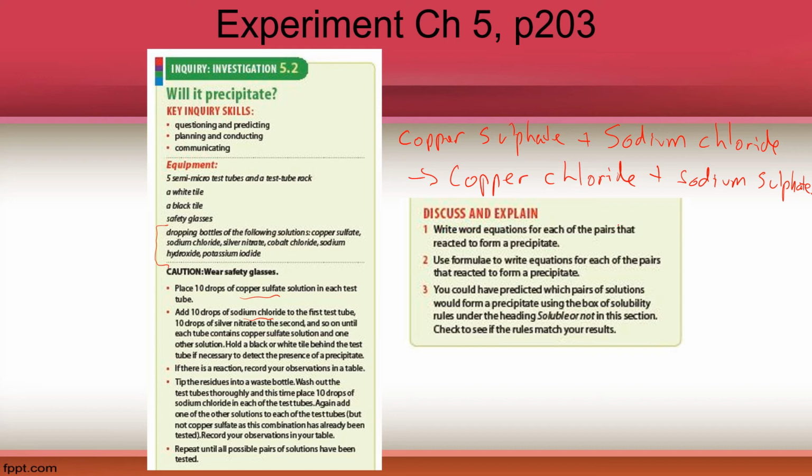You look at these two products. That is a chloride and that is a sulfate. You look up chloride ions and sulfate ions, and it will tell you if copper chloride is soluble or insoluble. If it's insoluble, it will be a solid, a precipitate. It will tell you if sodium sulfate is a precipitate or not as well. That's the solubility table I keep referring to.